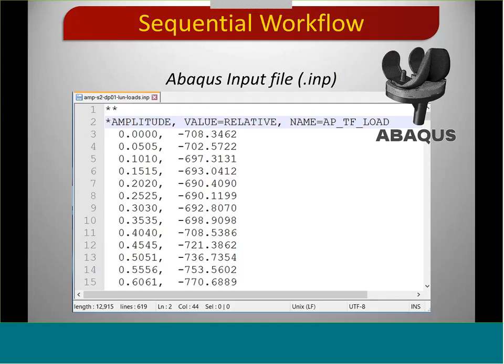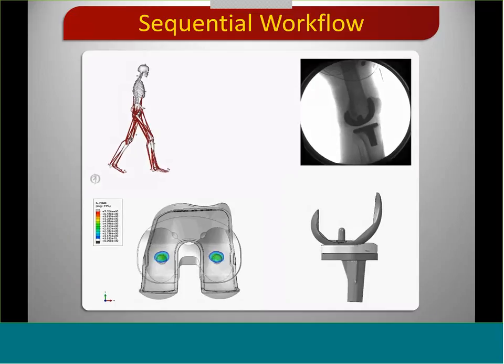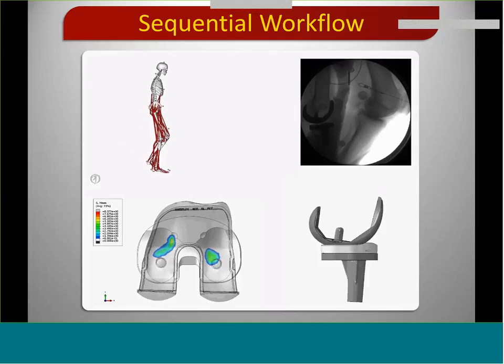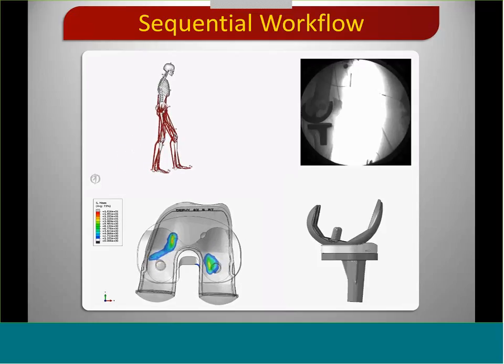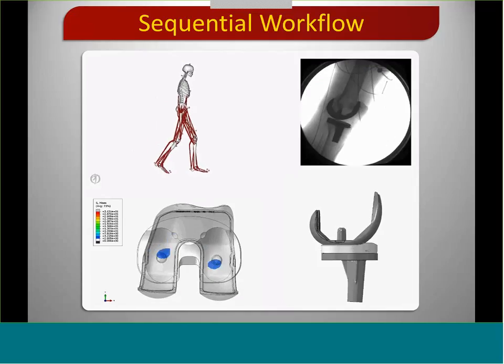So here we can look at 4 videos of our simulations for a gait cycle, the musculoskeletal model on the top left, the fluoroscopy images in the top right corner, and the finite element simulations on the bottom that estimated the subject-specific contact mechanics.